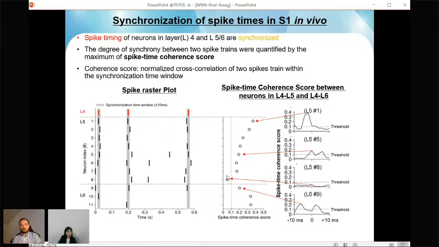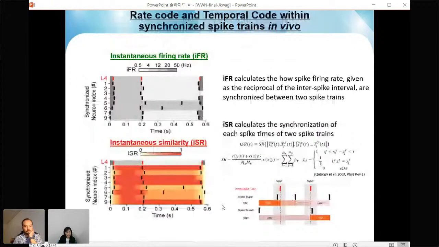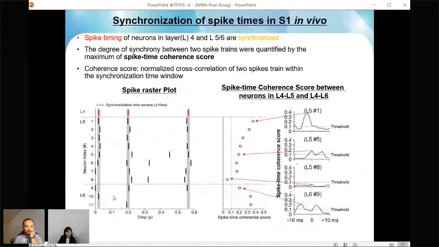we plot it, and you see that some neurons, like this one, this spike train is not coherent at all. It doesn't fall within plus or minus 10 milliseconds of the spike timing of the layer 4 neuron, and you can see that this neuron does not fall within any of these gray windows, but the other ones generally fall within. So not all 3, but 2 or 3 or 1. You see that these ones have high spike time coherence scores, and those that fall out have low coherence scores. So now for further analysis, we take out the ones that are not synchronous, and we are left with 9 or 10.